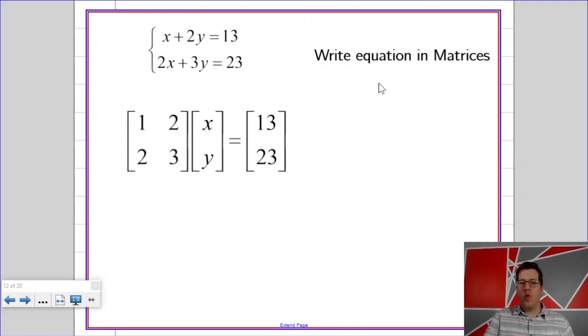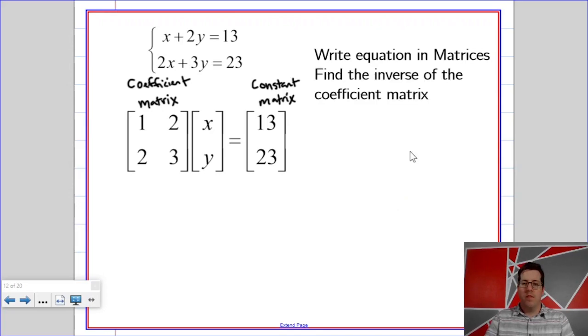Then you're going to find the inverse of your coefficient matrix. You'll need that to multiply against the constant matrix. Then you'll just multiply the inverse by the constant matrix, and your solutions will be there. Let's see all this in action.